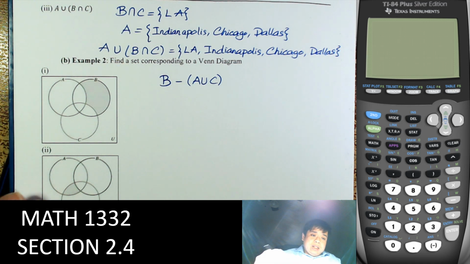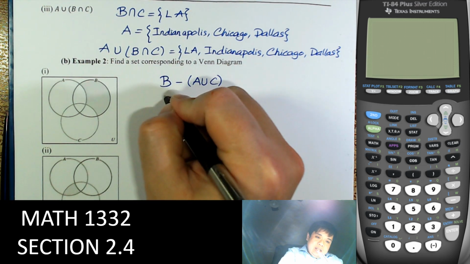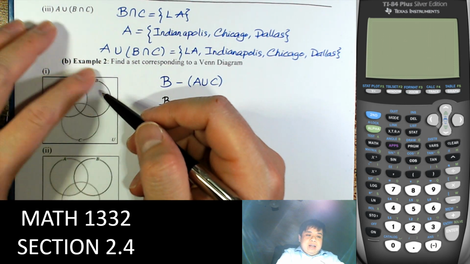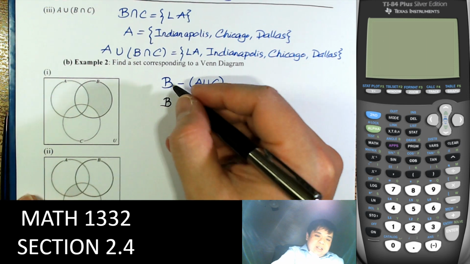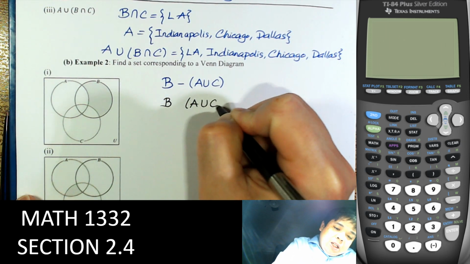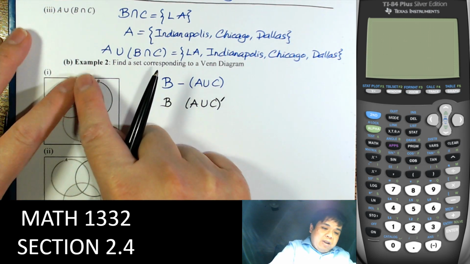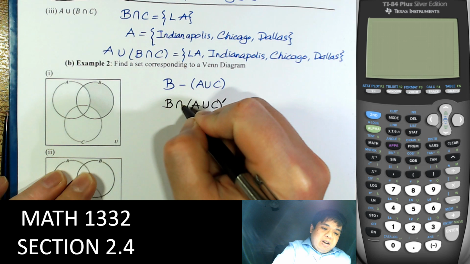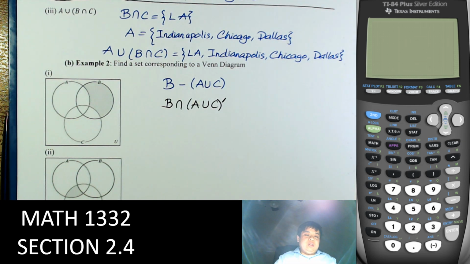Another way we can say it is that it has to be B and then outside of A and C. If we have A union C complement, that is outside of that, and then intersect with B, that would be just fine. So either one of those two things.